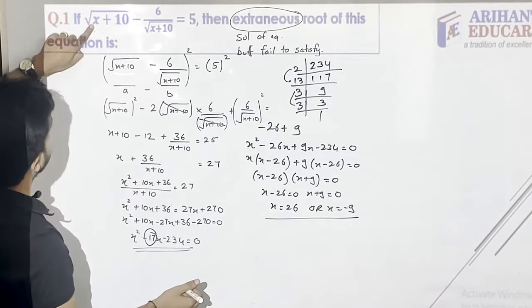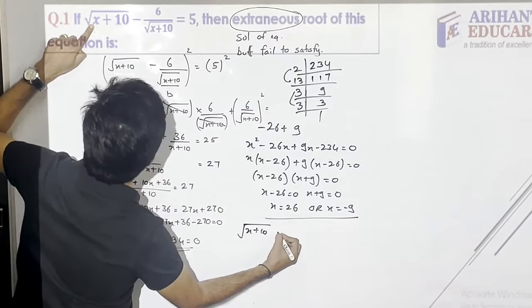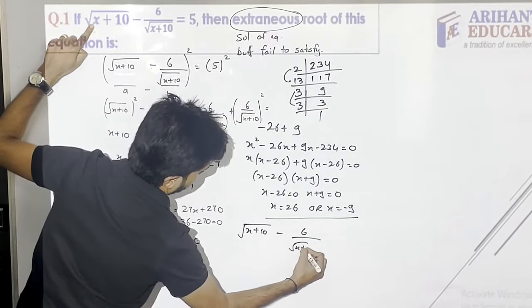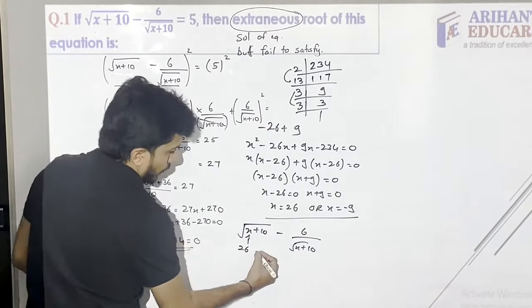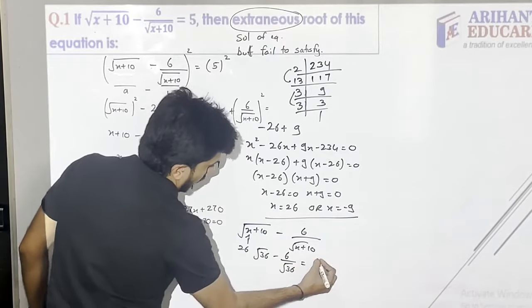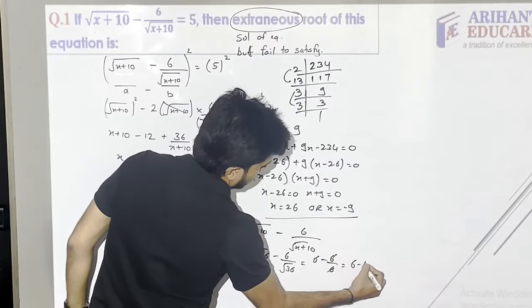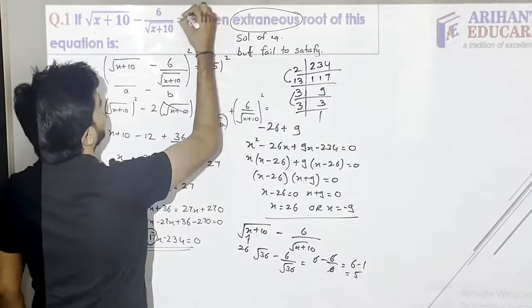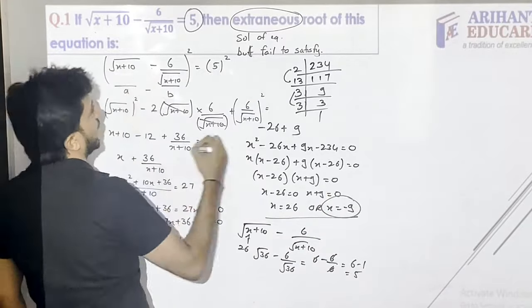Over here, when I substitute 26, so I have x plus 10 minus 6 by root of x plus 10. When I put 26 over here, what are we getting? Root of 36 minus 6 by root of 36, which will turn out to be 6 minus 6 by 6, which will be 6 minus 1, which is 5. It satisfies the equation. So my answer is supposed to be this. How and why? Let's see that as well.